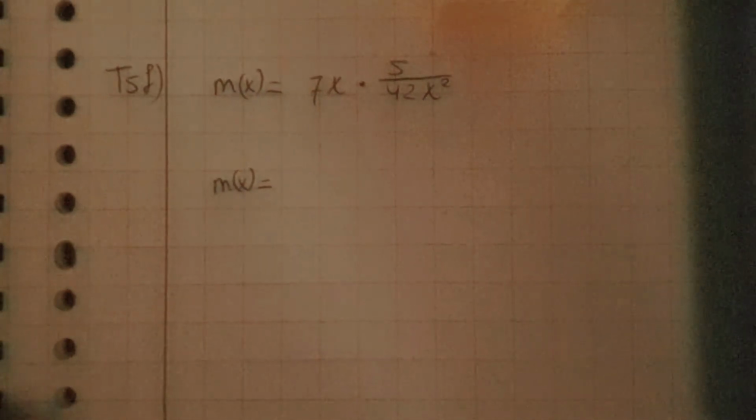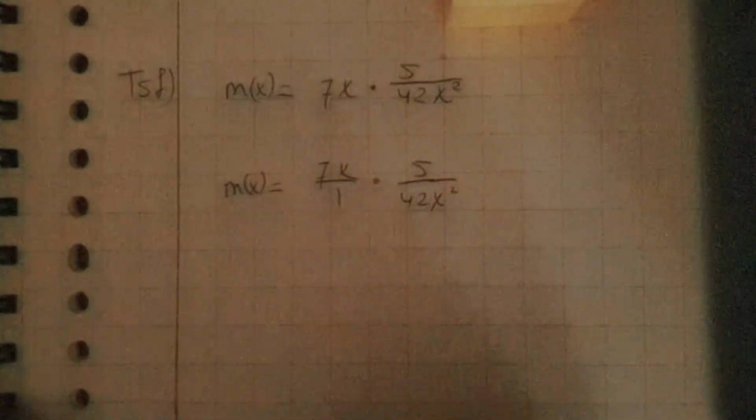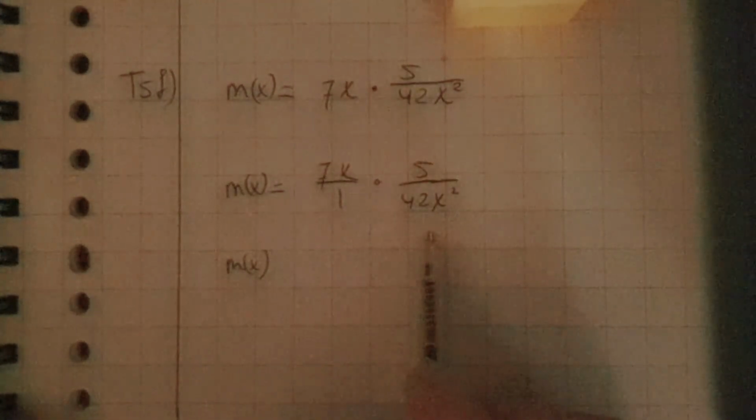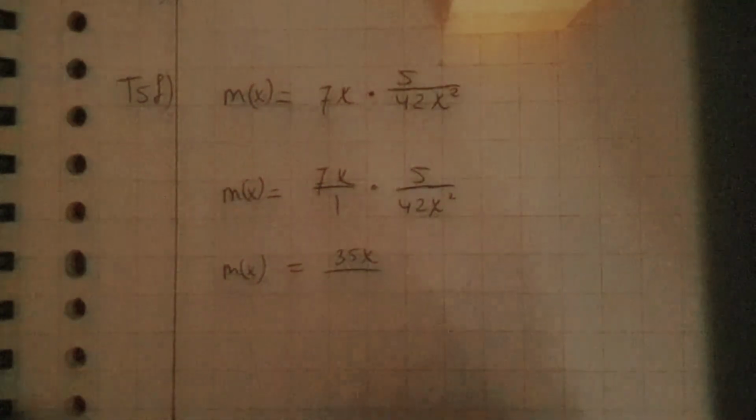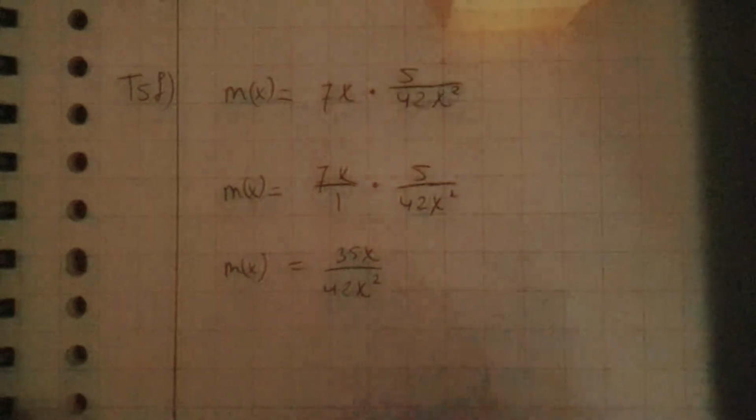T5f is 7x times 5 divided by 42x squared. When you do a product times fraction, I find it very helpful to also change this into a fraction. You can divide everything by 1, so just write it down like this. And then I can do the top ones times each other and the bottom ones times each other. 7x times 5 is 35x. And 1 times 42x squared is just 42x squared.